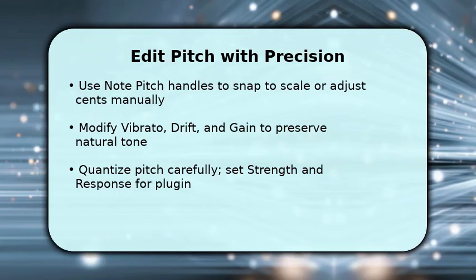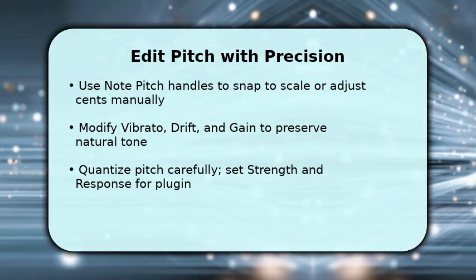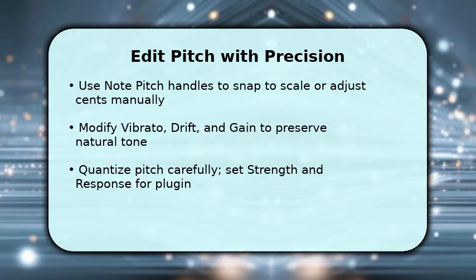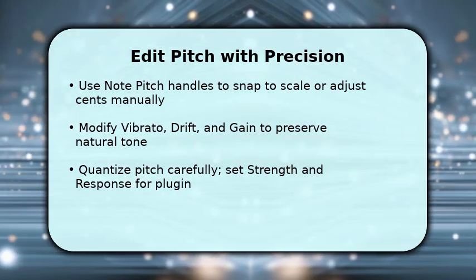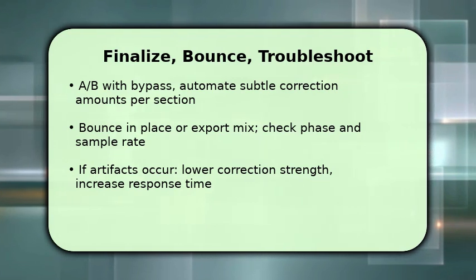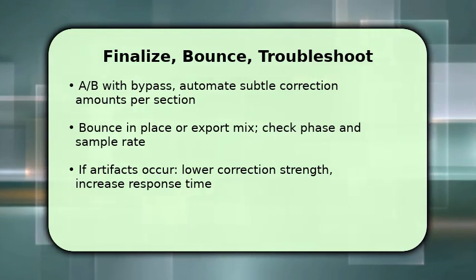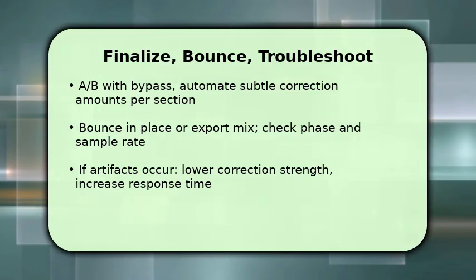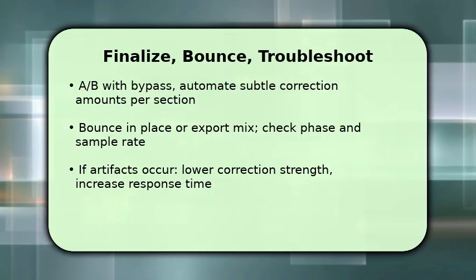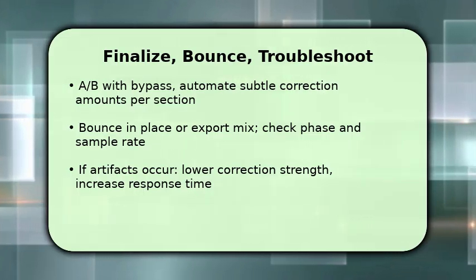If you need more global smoothing, apply the pitch correction plugin with gentle strength and longer response time to maintain character. Finish by bypassing and engaging your edits to hear the before and after, then automate correction intensity where needed. Chorus may need less than verses. Once satisfied, bounce in place or export the mix at the project sample rate to avoid resampling issues.